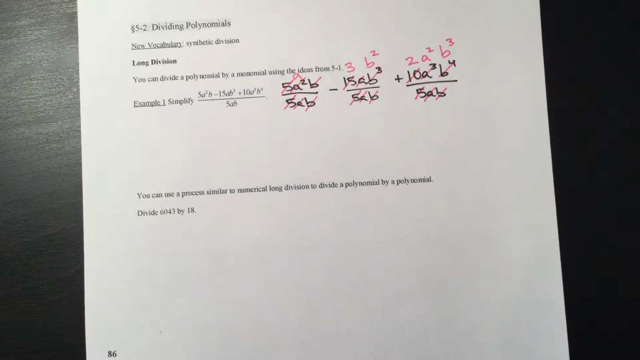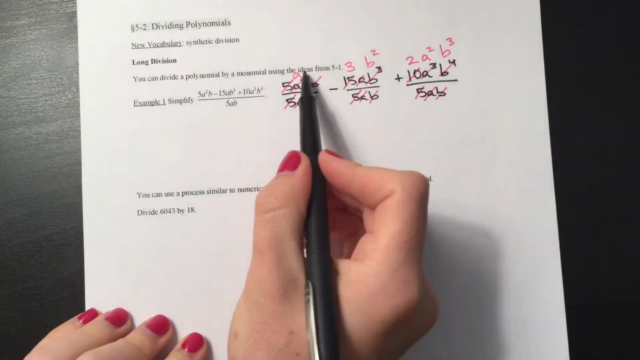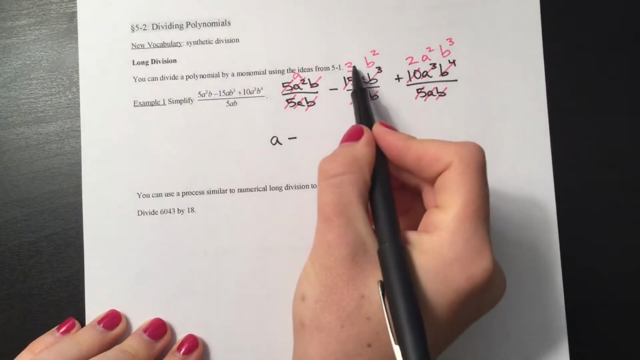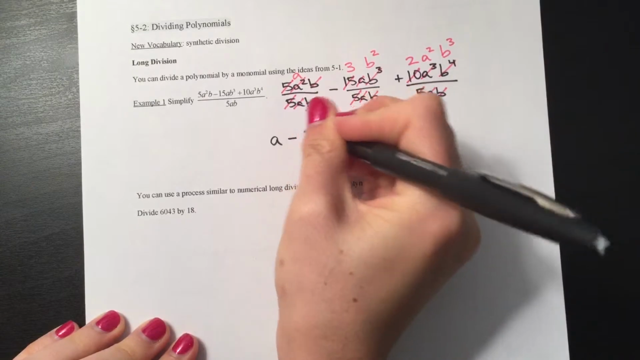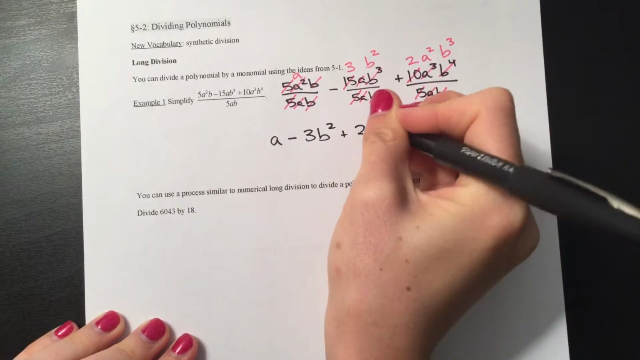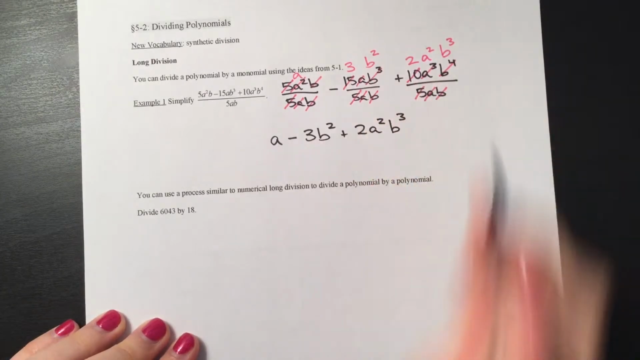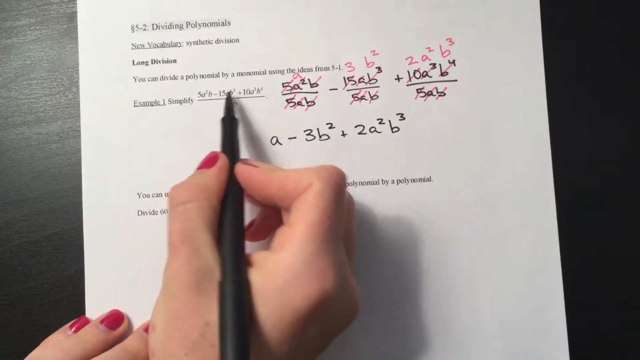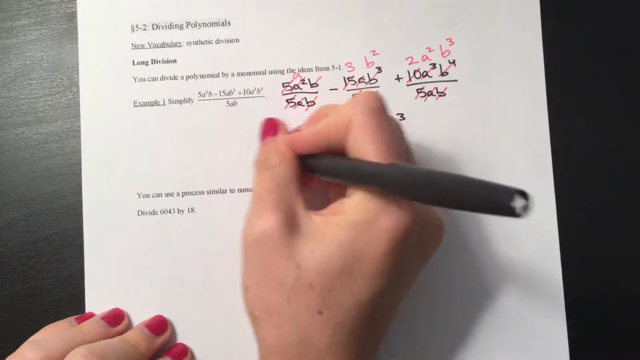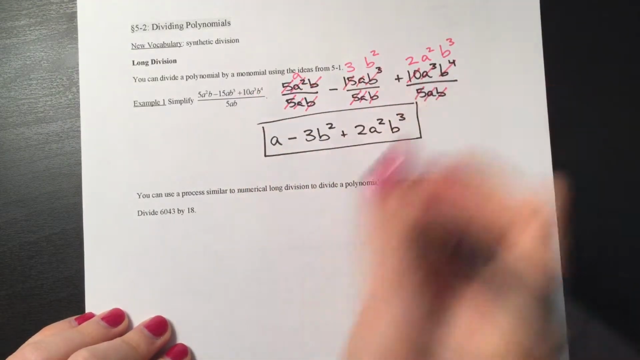If you notice, all the denominators have completely canceled out, and then I'm just going to rewrite for our final answer. So this one, just an a was left over, minus, there's a 3b squared, plus 2a squared b cubed. So this is what you'd have left over when each of these pieces, in turn, gets divided by that 5ab. So your final answer would be a new polynomial that looks like this.